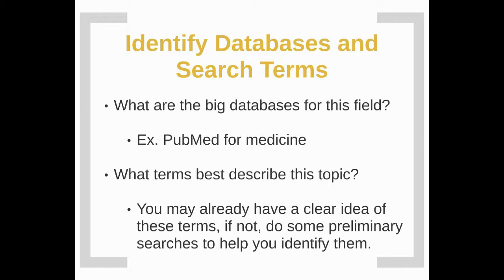You're free to use as many databases as you think have information that's relevant to you. When you're thinking about what terms to use in your search, think about what best describes your topic. You probably already have a clear idea of what terms you want to use, but if you don't, go ahead and do some preliminary searches to help you find out. For example, a few years ago, I had to do research on combining a reference desk and a technology desk, and it's not entirely clear what that would be called. A few preliminary searches would help you to know that that's referred to as an information commons or a learning commons, which you could then use as your search term moving forward.